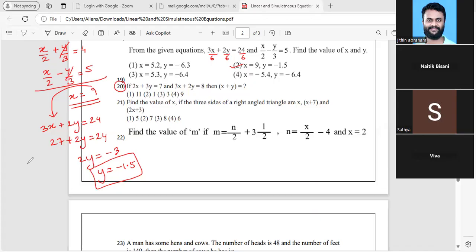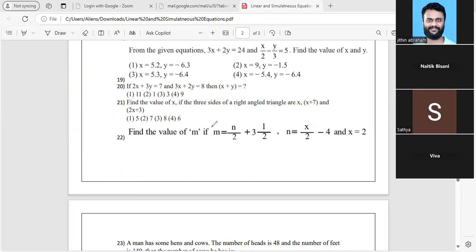Okay. Erasing this. Proceeding to the 20th one. If 2x plus 3y is equal to 7 and 3x plus 2y is equal to 8, then x plus y will be equal to how much? In this case, what they want is, they do not want the individual values of x and y, but they just want the sum. In that case, we have an option. What we can do is, I'll tell you.